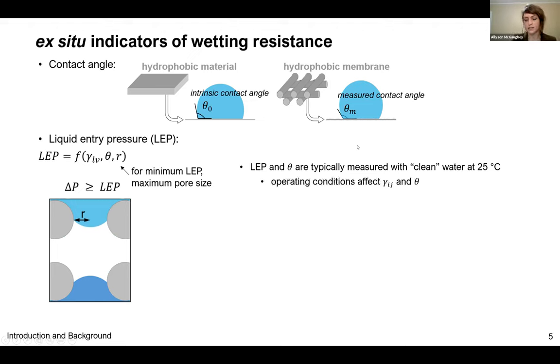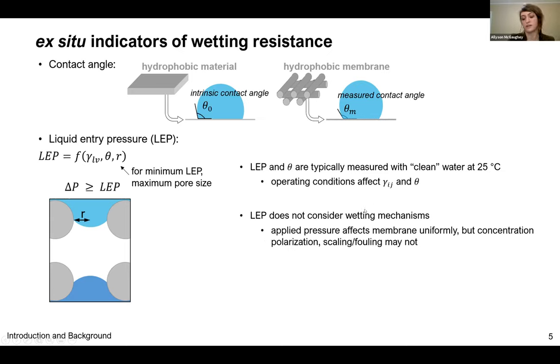But in membrane distillation, the elevated temperatures, elevated salinities, and elevated pressures can affect the interfacial tensions and contact angle, which affects LEP. LEP also does not consider the wetting mechanisms that occur during MD, and I'll mention those on the next slide. Applied pressure, as is used in LEP measurement, affects the membrane surface uniformly. Concentration polarization, and especially scaling and fouling, may not. They can be heterogeneous on the membrane surface.